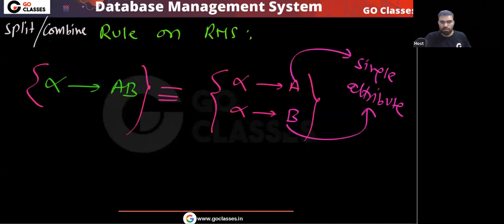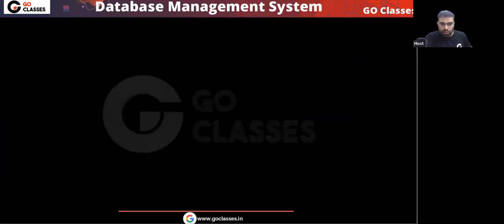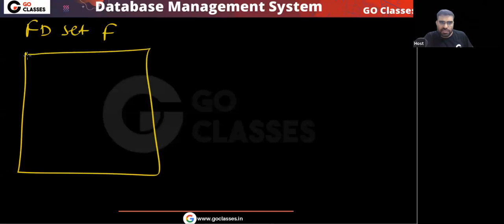Now let me tell you the very simple rule. Once you have done this, let's assume you have an FD set F, such that on the RHS you have a single attribute. Is this clear? Something like this.